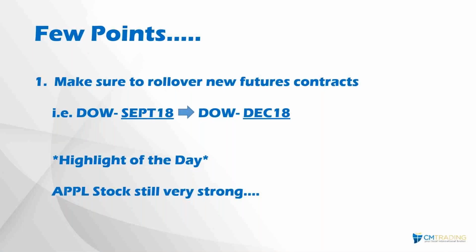Now, there's a few points just to ponder before we look at the actual charts. Number one, just make sure to roll over the new futures contracts. That includes the indices and some of the commodities that we trade on the system. For example, the Dow Jones September 18th contract will now need to be forwarded to the Dow Jones December 18th contract. That goes for most of the indices and some of the commodities traded on the system. Just be aware of that.